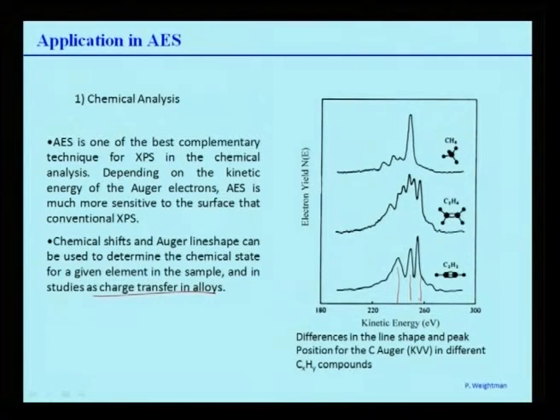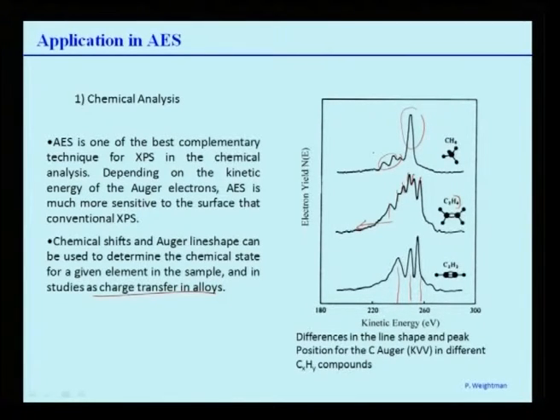But if you go to C2H4, that is ethylene, where there is a double bond, you can clearly see this peak splits: 1, 2, 3, 4, 5, 6. Not only that, the positions of the peaks have also shifted a little to the left side, that is, lower kinetic energies. Now if I go to CH4, that is methane, I can clearly see one big strong peak and other very small peaks.